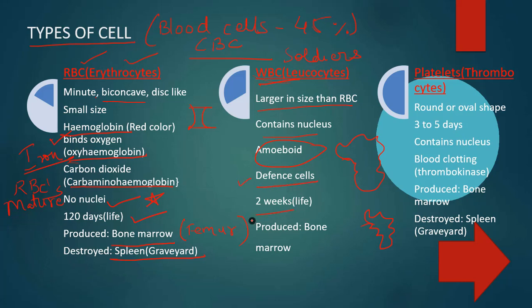Their lifespan is 2 weeks, that is approximately 15 to 16 days. Again, they are produced by bone marrow and destroyed in the spleen. So the soldiers of your body are WBCs.